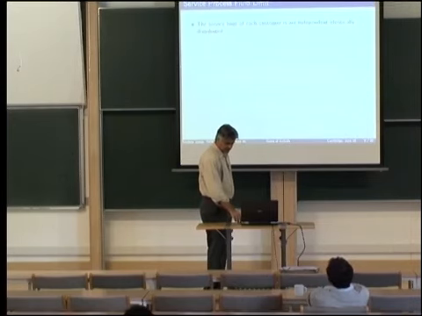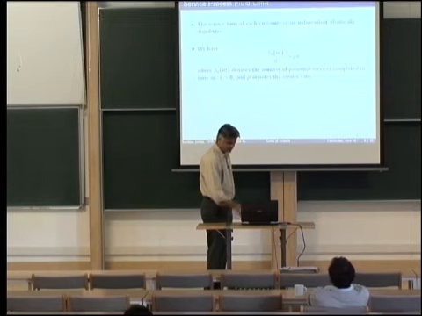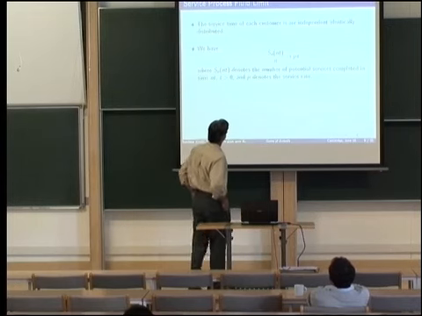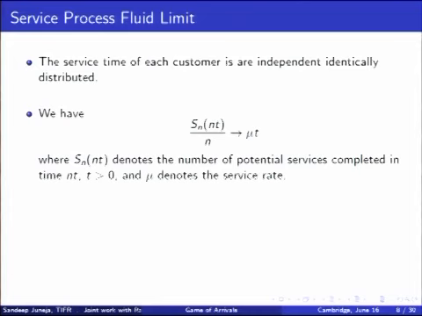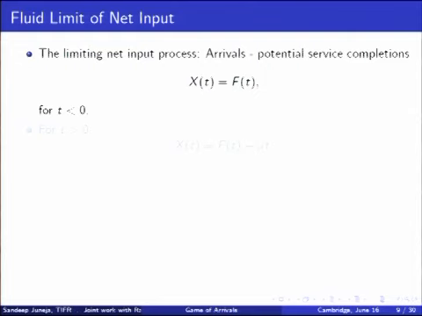Service time of each customer is IID. So this is the usual stuff. We'll assume essentially in our fluid model at time t, if the server has been busy throughout till time t, then the number of customers served is mu times t. So it's linear again in time, the number of customers served.